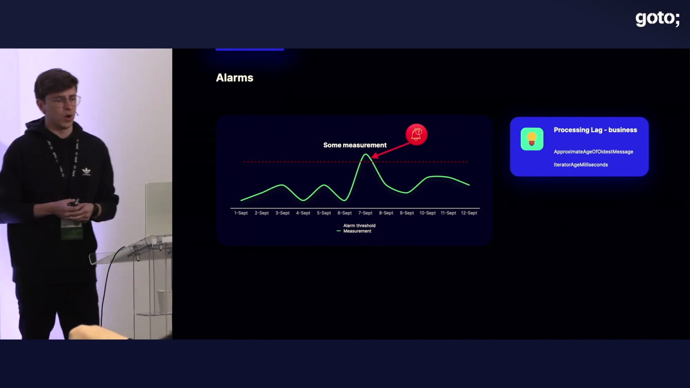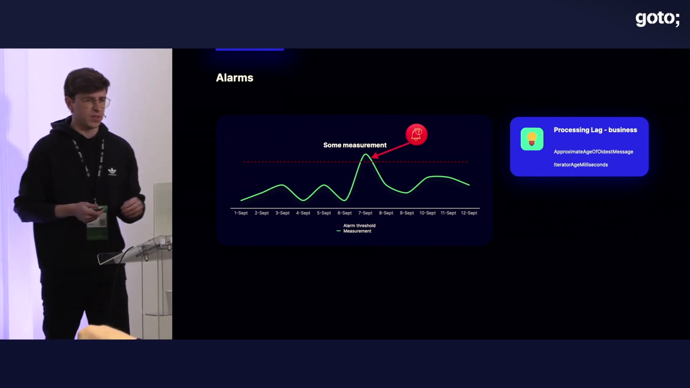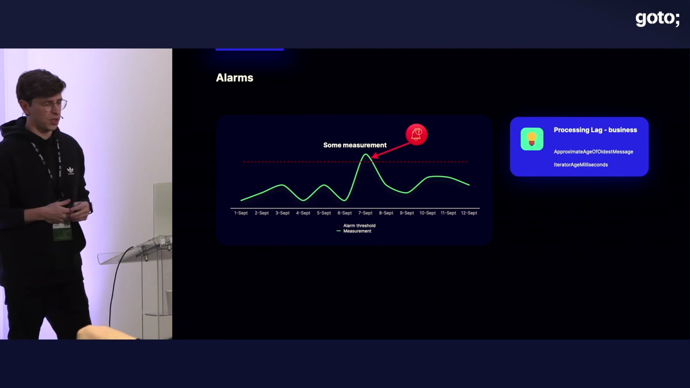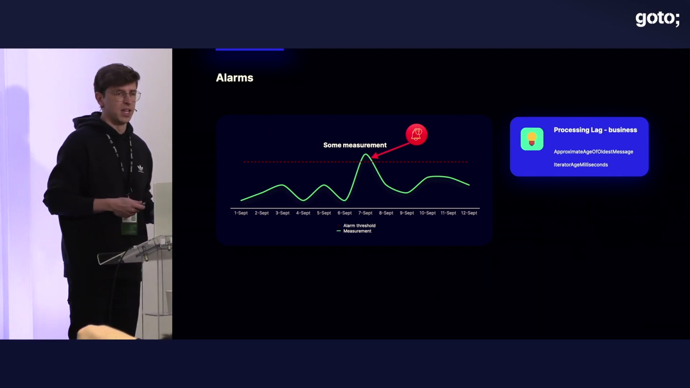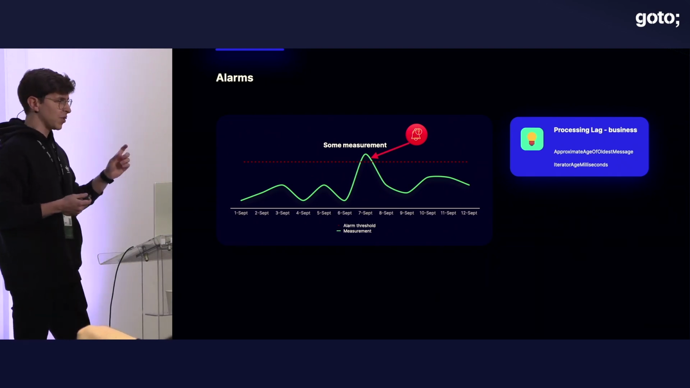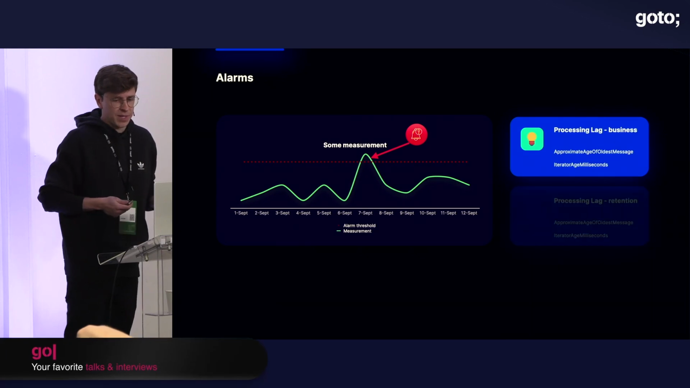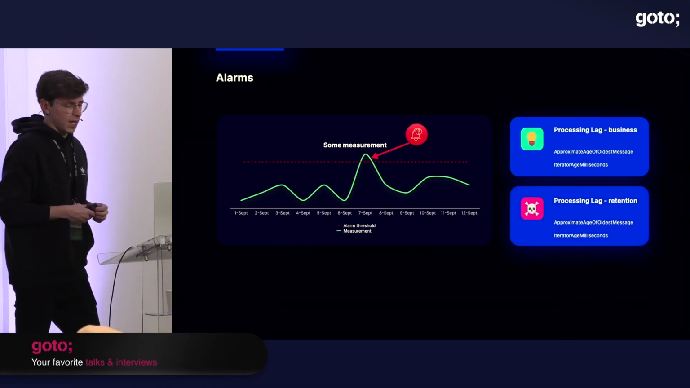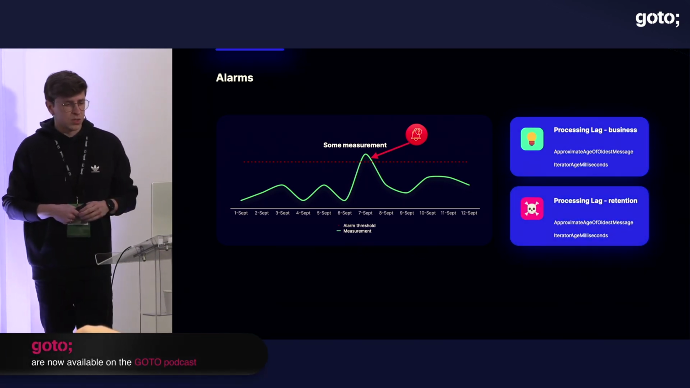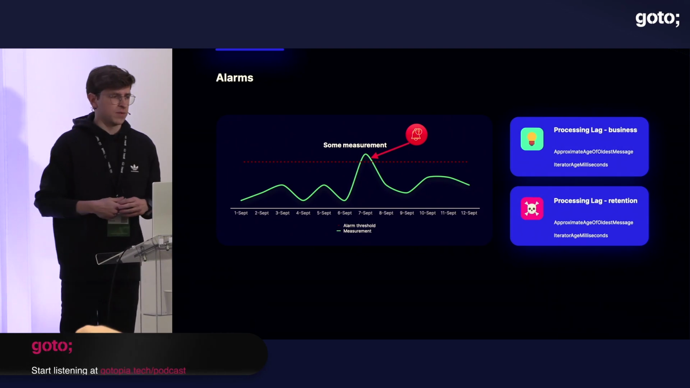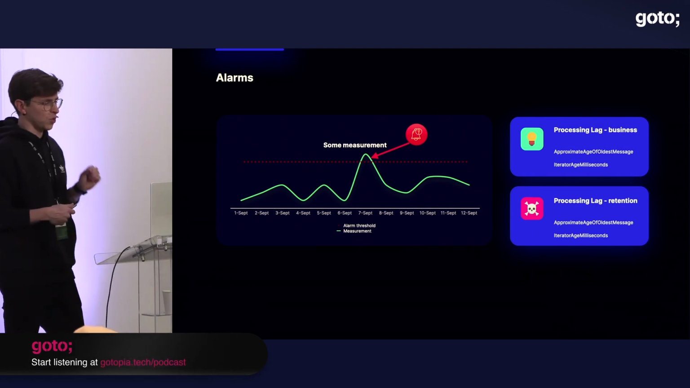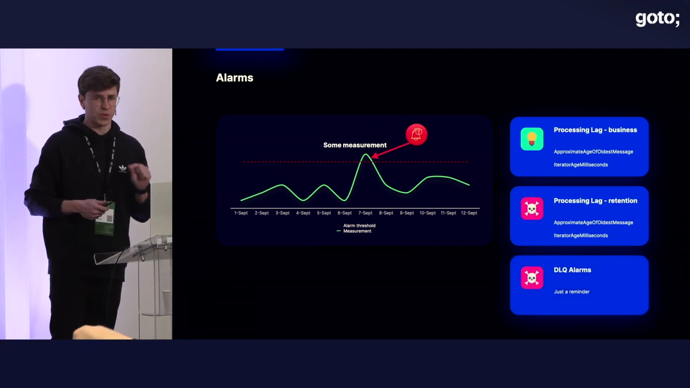What I would recommend to watch is the processing lag. In the case of SQS and Kinesis, it will be approximate age of oldest message, or iterator age milliseconds, for our business values that have some KPIs and SLOs to follow, right? Another thing is to have alarms for the retention, to make sure that we won't lose any message, because that is critical.